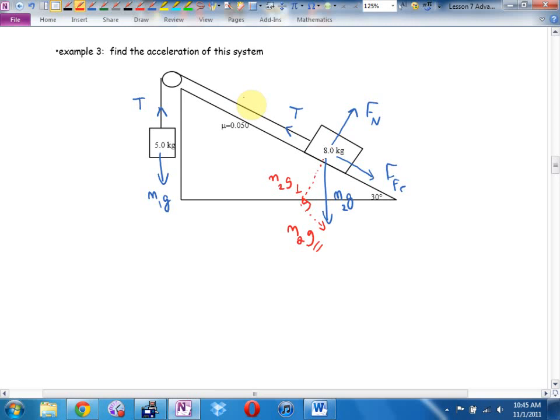So let's let this be the winner for now. If I get a positive acceleration, then I'll know I'm right. Winner. Then I run into tension, which is a loser. What about this tension here? Well, when I follow it all the way around, it ends up being winner.